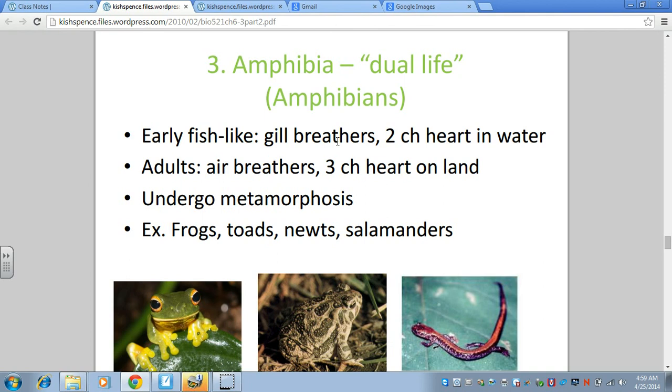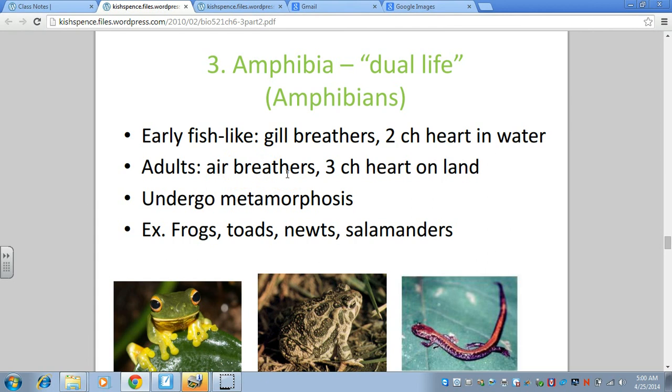They have a 2-chambered heart. They eat different things than the adult form, so there's less competition between their body forms. And they go through a process called metamorphosis. They are very different in their early forms from their late forms. The adults, on the other hand, are air breathers, and they actually use their skin and their lungs.